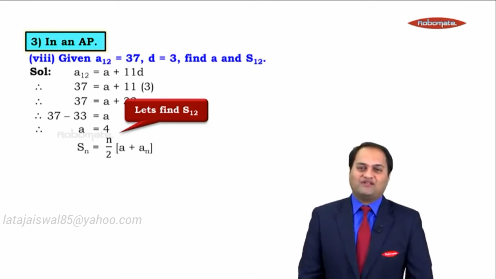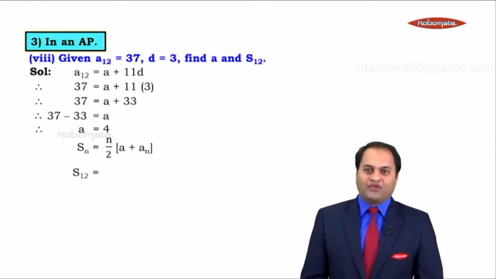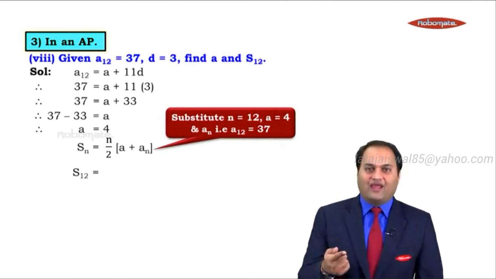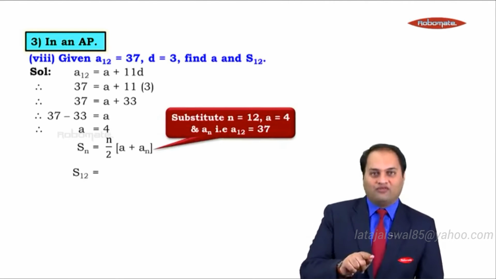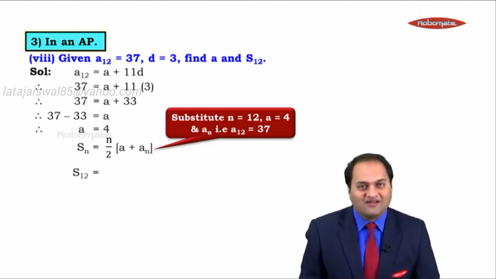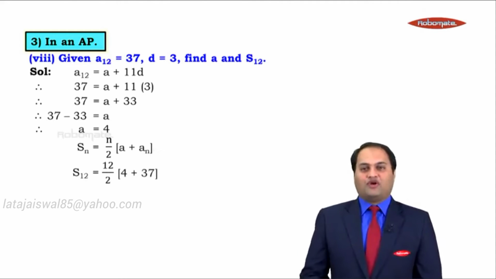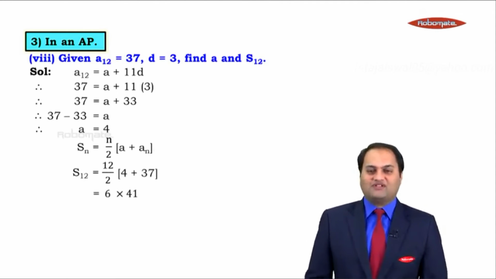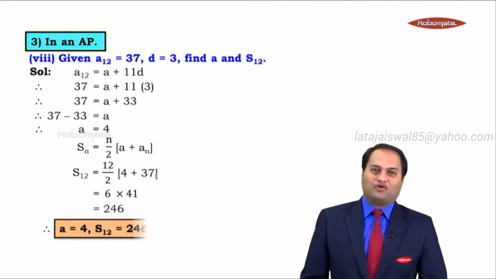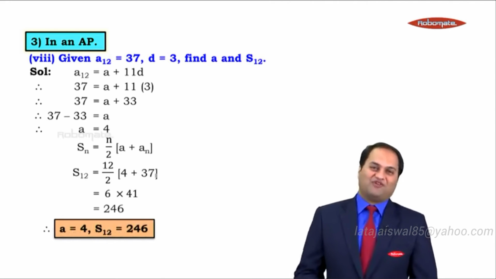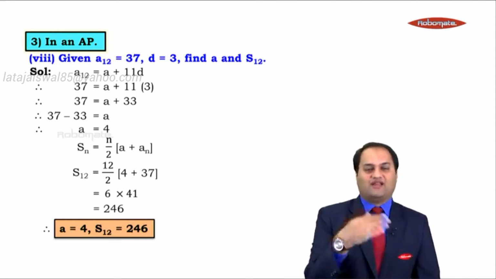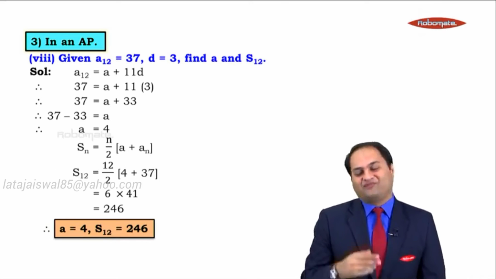It's simple. So Sn is equal to n upon 2 into A plus An. So S12 will be equal to n is 12, A is 4 and An, that is A12. Why An is A12? Because n is 12. Clear? S12, A12, Sn, An. And A12 is 37. So you get 12 upon 2 into 4 plus 37, which is equal to 6 into 41, which is equal to 246. So S12 is equal to 246, A is equal to 4. Very, very simple, right? Hope you understood that. Sn, An, S12, A12. Same, right? Let's do the next sum.